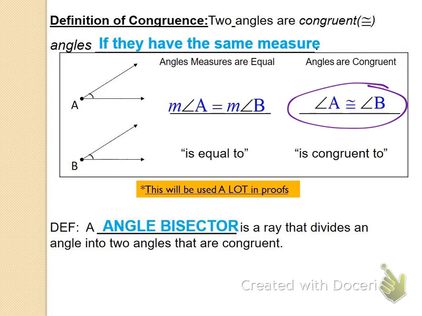Now, when we have congruent angles, that introduces the idea of being able to bisect an angle. Just like bisecting a segment cuts it into two congruent pieces, when we bisect an angle, we're doing the same thing. An angle bisector is a ray, and a ray is the only shape that can bisect an angle. It's a ray that divides an angle into two congruent angles.